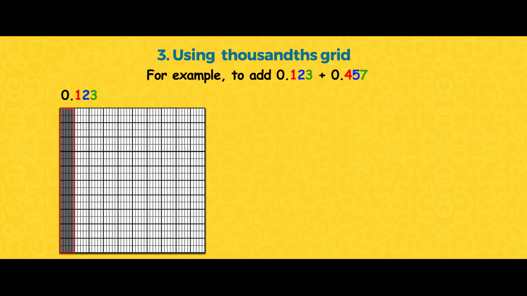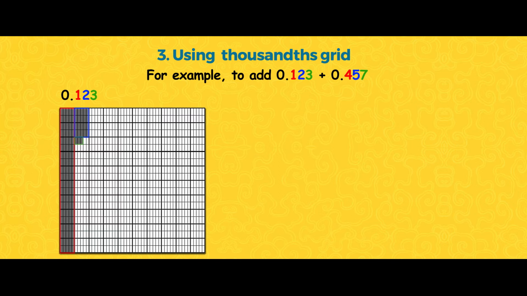Next we have 2 in the place of hundredths, and then a hundredth is a square in that grid. So we need to shade or color or mark 2 squares. And then 3 in the place of thousandths. A thousandth is represented in the form of a small rectangle. So you need to shade 3 rectangles.